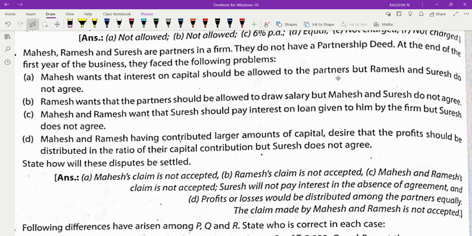Okay. So the very first line says very clearly that there are three partners, Mahesh, Ramesh, and Suresh, and they do not have a partnership deed. So that is very important: whether the problem has a deed or not, and the conclusion should come first. They said it is at the end of the first year. That means one year has been completed since the business started. Okay, it's a newly started business, and after the completion of the first year they are facing some problems, which are as follows. Yes, Kana, proceed.